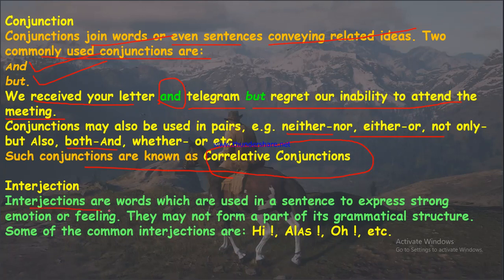Now let's talk about interjections. Interjections are words used in a sentence to express strong emotion or feeling. For example, whenever you start a WhatsApp message, you will start with hi, hello, etc.